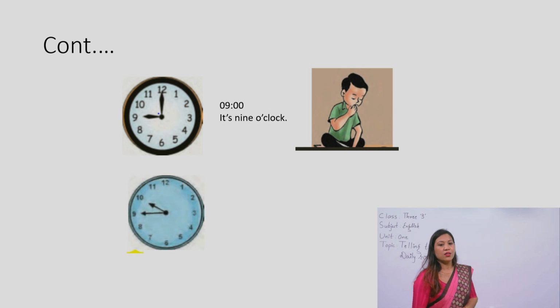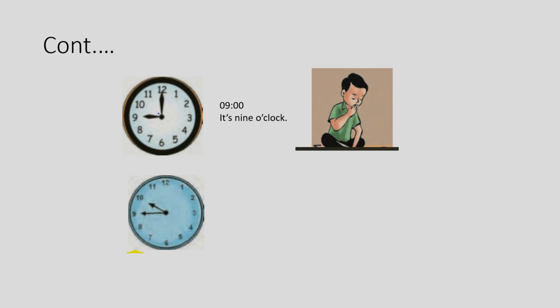Okay, in another clock, you can see the short hand is nearly at 10, and the long hand is pointing at 9. That means it is 9:45. It means 9:45. Still 15 minutes left to 10.